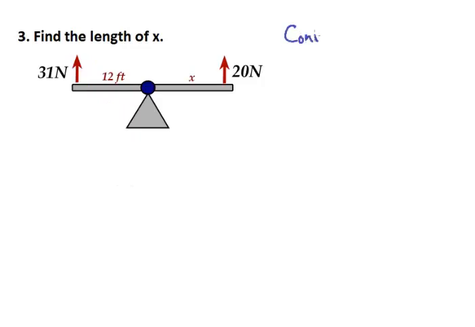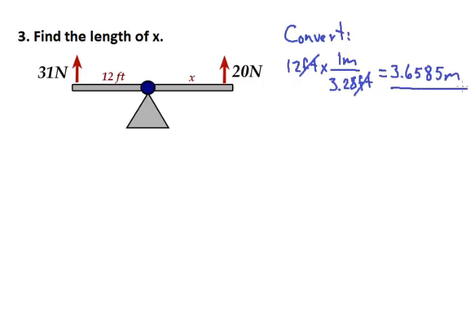So let's convert 12 feet to meters. In order to do that, we're going to multiply by 1 meter over 3.28 feet. Feet are going to get cancelled, and if I do this operation, this will give me 3.6585 meters. So instead of 12, I'm going to use this data. Now let's find the torques.